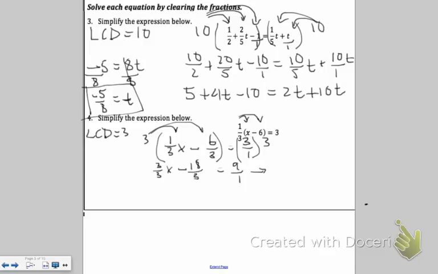I'm going to continue on the side here. 3 divided by 3 gives us 1x. Negative 18 divided by 3 is negative 6. And 9 divided by 1 is 9. So we're just left to add 6 on both sides, and x is equal to 15.